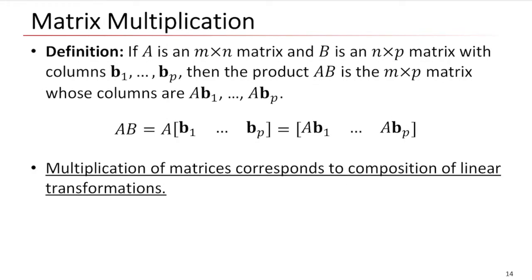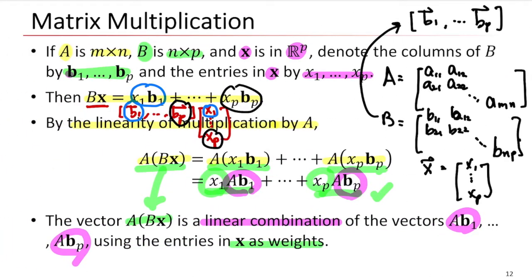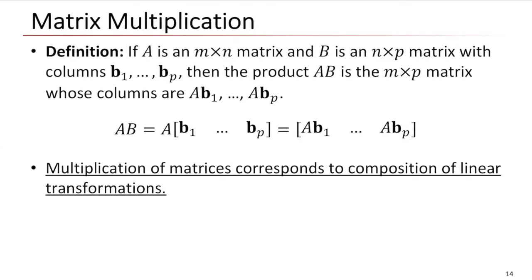So from this concept, this notation, there is a definition. Let's say we have a matrix A with the size of m by n, and matrix B with size n by p with the columns b1 through bp. Then the matrix product A times B is the m by p matrix whose columns are Ab1 through Abp, right?